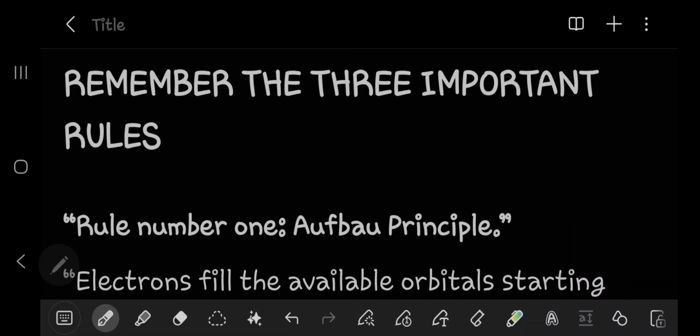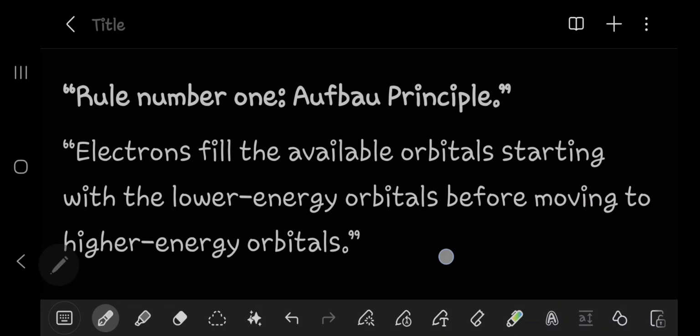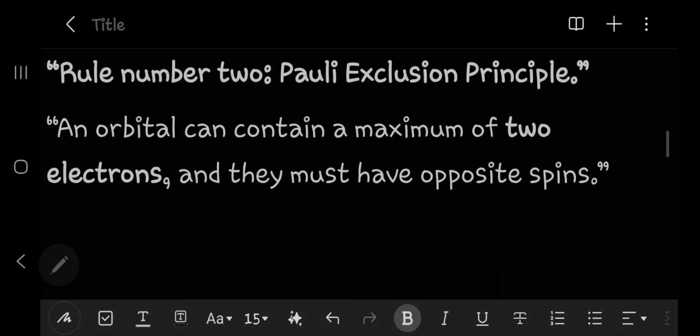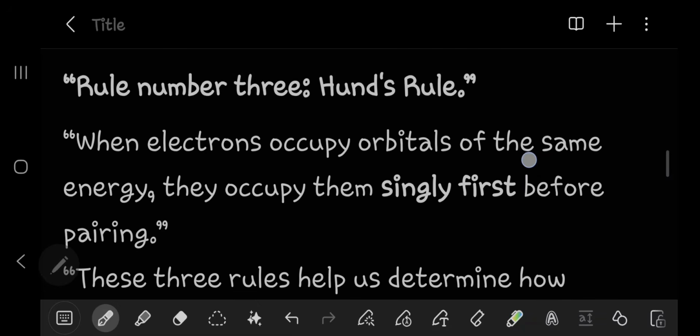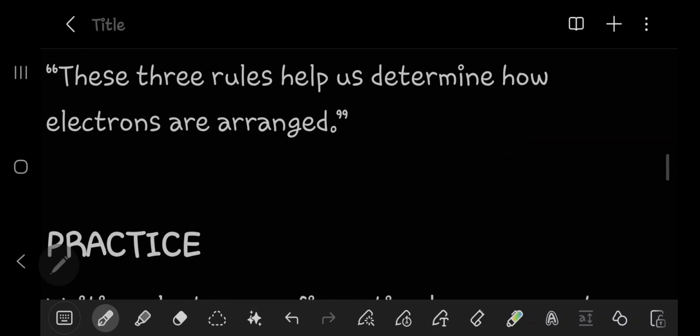Guys, remember the 3 important rules. Rule number 1, Aufbau Principle. Electrons fill the available orbitals starting with the lower energy orbitals before moving to higher energy orbitals. Rule number 2, Pauli Exclusion Principle. An orbital can contain a maximum of 2 electrons and they must have opposite spins. Rule number 3, Hund's rule. When electrons occupy orbitals of the same energy, they occupy them singly first before pairing. These 3 rules help us determine how electrons are arranged.